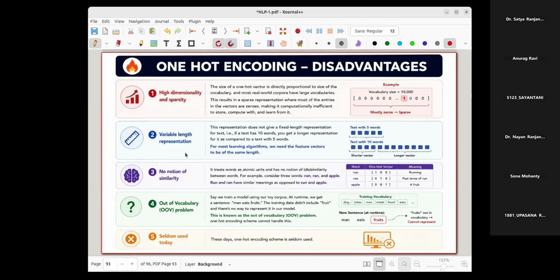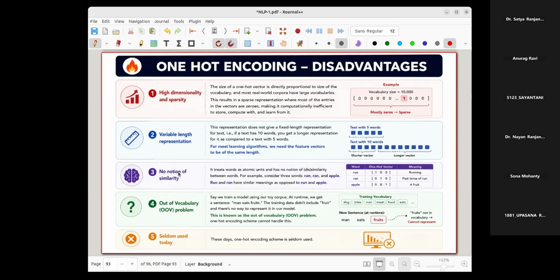Third problem, no notion of similarity. This is very important, and it is a problem prevalent in all the basic representations I have mentioned here. What is similarity? The core idea of numerical representation of text is that the meaning of the text must be represented in numerical form. It's not that you directly convert to numbers and the meaning is lost. So how do we represent meaning? One way of representing the meaning of each word is the similarity measure. If two words have similar meaning, then their numerical representations must be similar. If you can do that, then the meaning is preserved in the numerical representation.